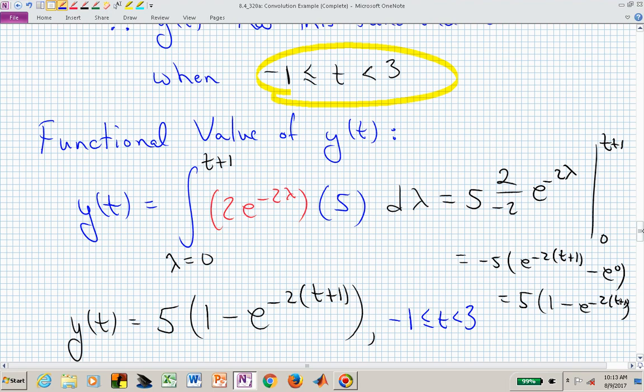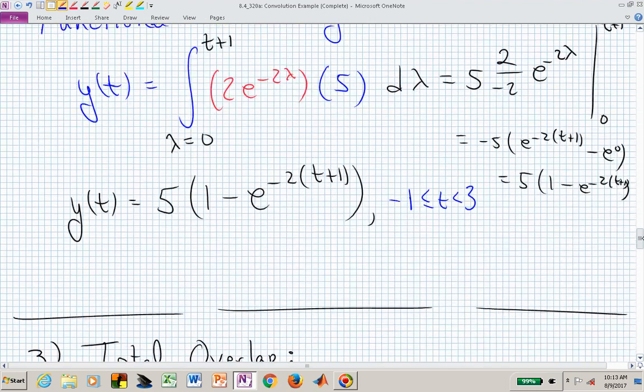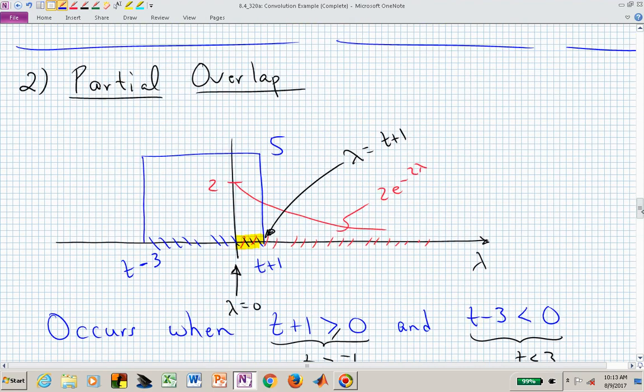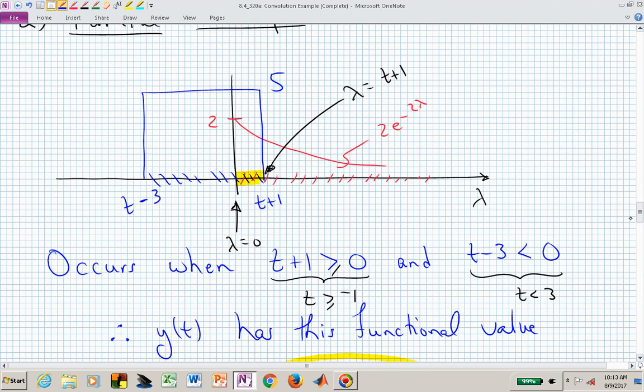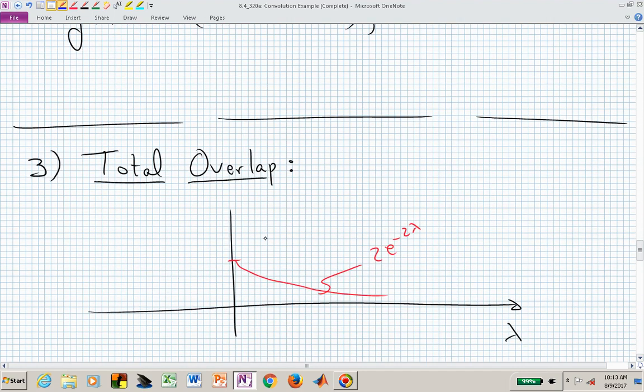That's now our partial overlap picture. We then have a total overlap. Again, it's easy to quickly draw h of lambda, which is 2e to the minus 2 lambda. That hasn't changed, but now we want to look at the next unique overlap picture, which means we need to pick t such that t minus 3 moves beyond lambda equal to 0, so that now we have a picture.